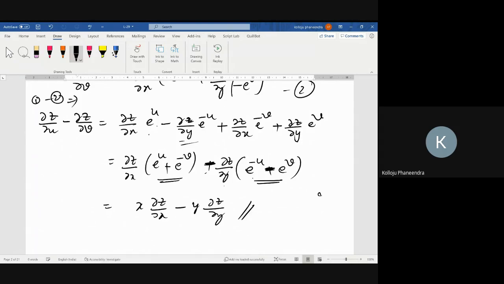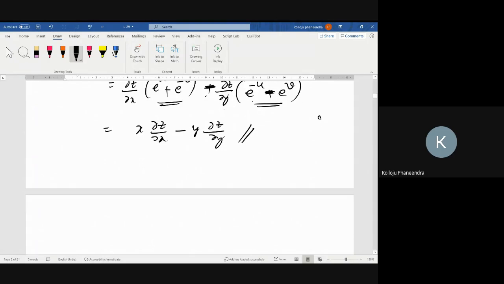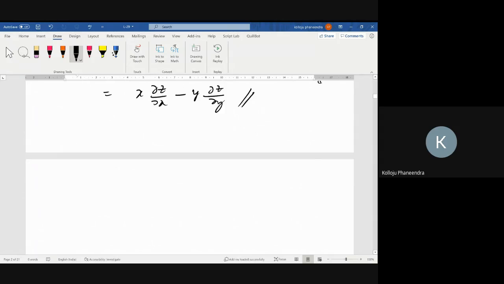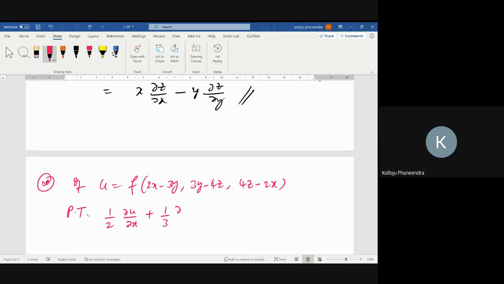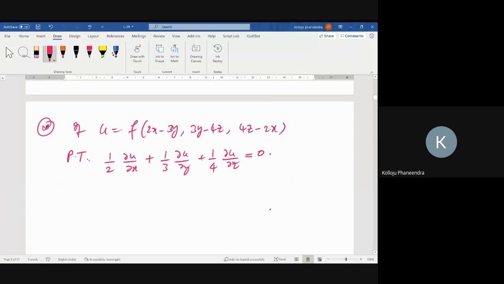This is another model problem. And next one, I think we did this right now. Next one, if u equals a function of 2x minus 3y, 3y minus 4z, 4z minus 2x, prove that 1/2 ∂u/∂x plus 1/3 ∂u/∂y plus 1/4 ∂u/∂z equals 0. It's also a simple problem.